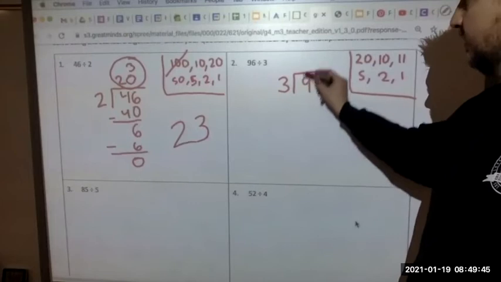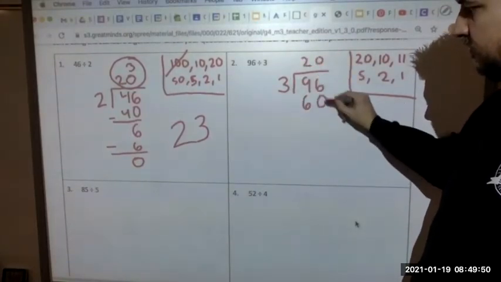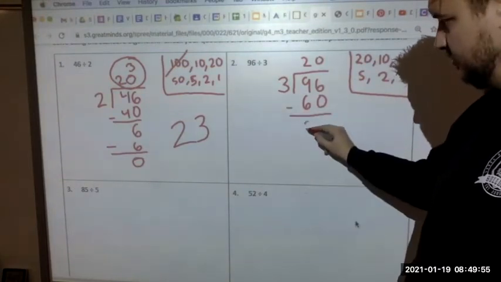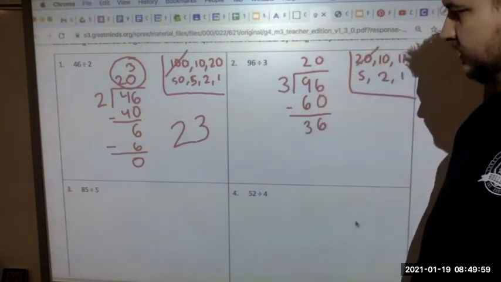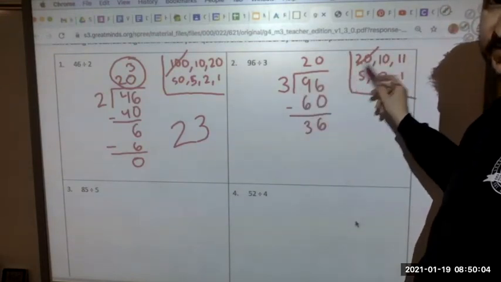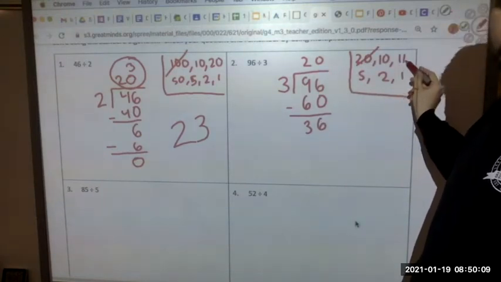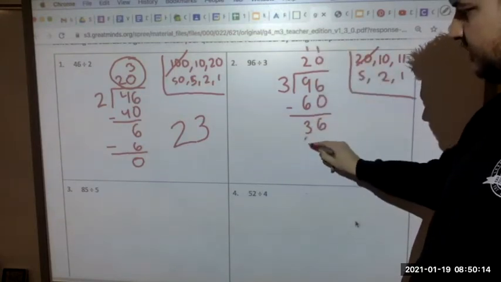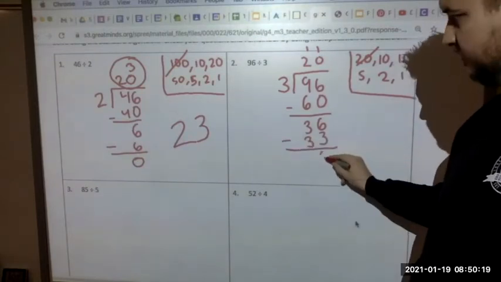So 3, I'm going to put my 20 up here. 3 times 20 equals 60. And I subtract. I get 36. I've used up my 20. I can't do another 20, so I can cross it out. 3 times 10 is my next one. Or I could do 3 times 11. Anything times 11 is just that number. So 3 times 11, let me put 11 up here. 3 times 11 is 33. That's really close. There's 3 left over.